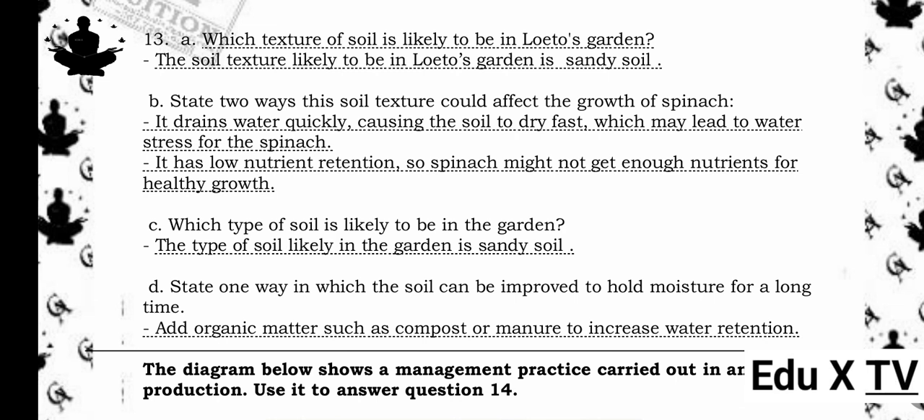B. State two ways this soil texture could affect the growth of spinach. It drains water quickly, causing the soil to dry fast, which may lead to water stress for the spinach. It has low nutrient retention, so spinach might not get enough nutrients for healthy growth. C. Which type of soil is likely to be in the garden? The type of soil likely in the garden is sandy soil. D. State one way in which the soil can be improved to hold moisture for a long time. Add organic matter such as compost or manure to increase water retention.